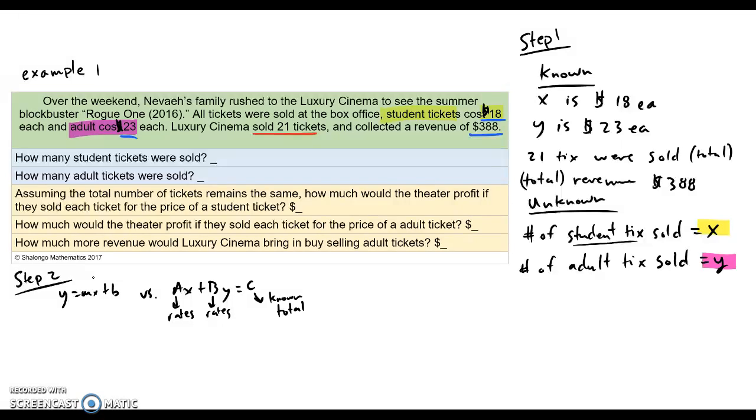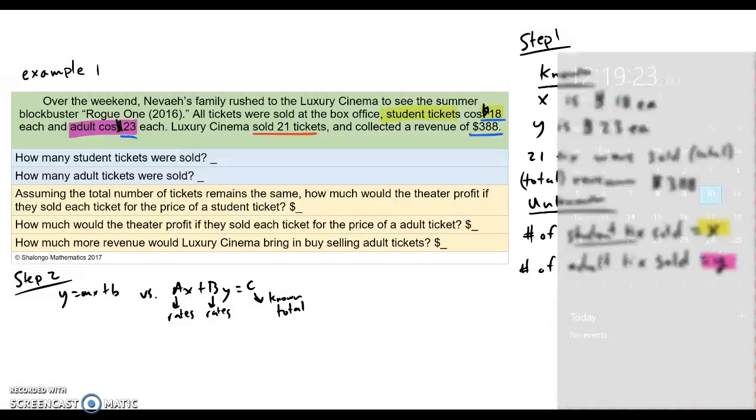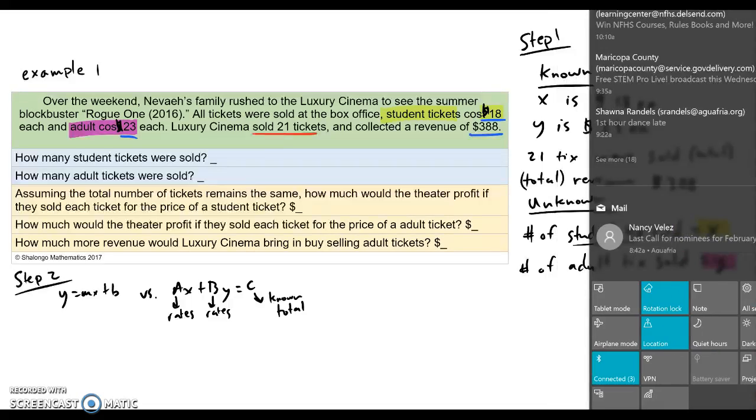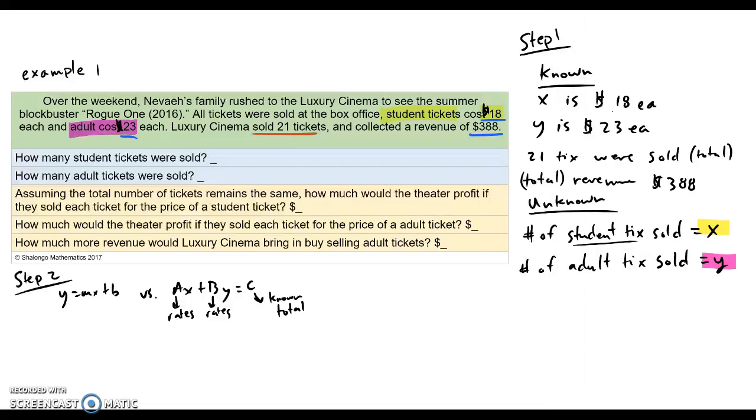So when we look at what we have over here, we've got some rates. 18 each, 23 each, and we've got a total and we've got a total. So we're going to use standard form. So let's go ahead and set this situation up so that we can solve.